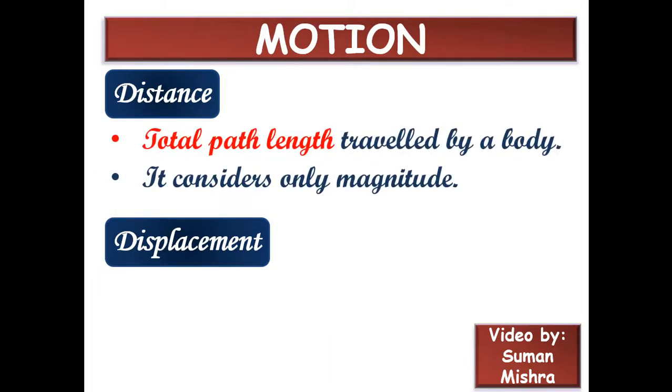Total path length traveled by the body is called as distance. It considers only magnitude. क्या मैंने यहाँ ये बोला कि वो लेफ्ट गया, राइट गया, नॉर्थ गया, साउथ गया? नहीं, मैंने सिर्फ टोटल स्टेप्स कितने हैं उसको कैलकुलेट कर लिया. So this is my distance.